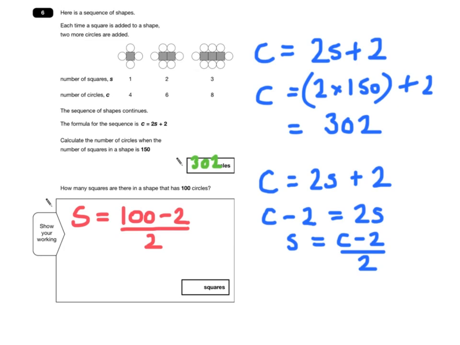So s equals (100 minus 2) over 2. That's 98 over 2. And therefore, when there are 100 circles, there will be 49 squares.